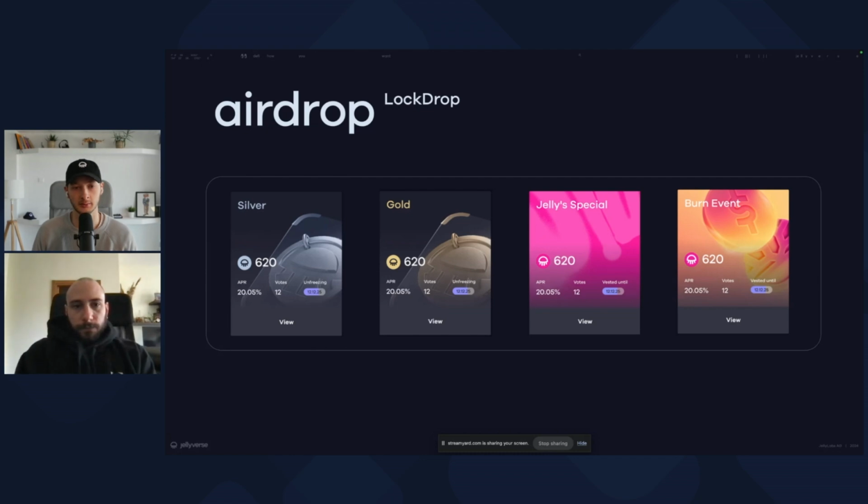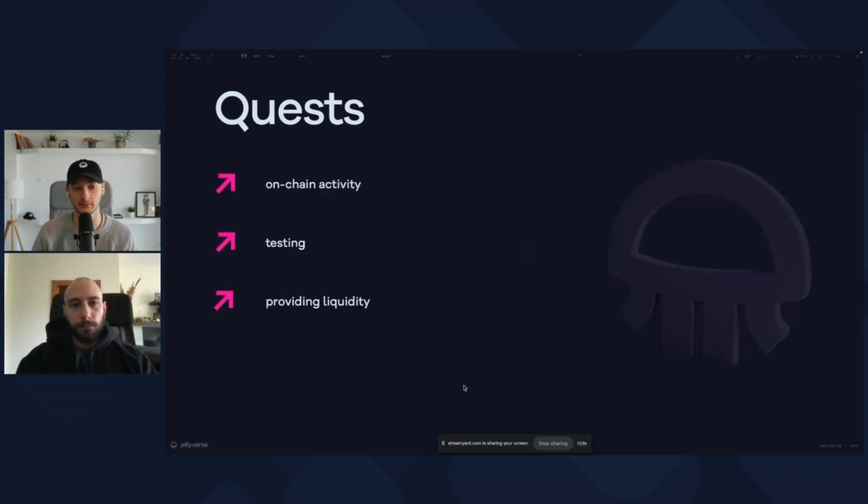And those lock drops would probably come in combination with some quests. And those quests might be whatever we come up with, right? This might be on-chain activity, this might be testing, this might be providing liquidity to the pools. We are pretty flexible here because we want to be able to execute those quests with demanding. One thing to note is that we definitely have to check all the legal side of this, how this looks and what we can do and what we cannot do, which we're currently doing. But we can craft a lot of cool things.